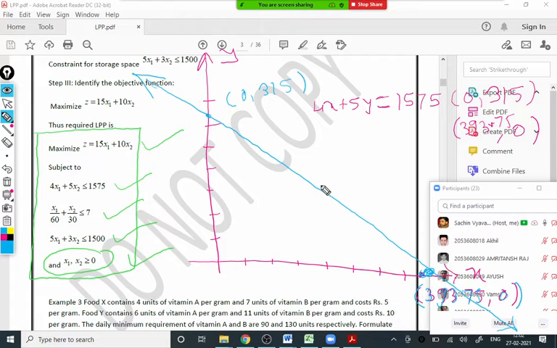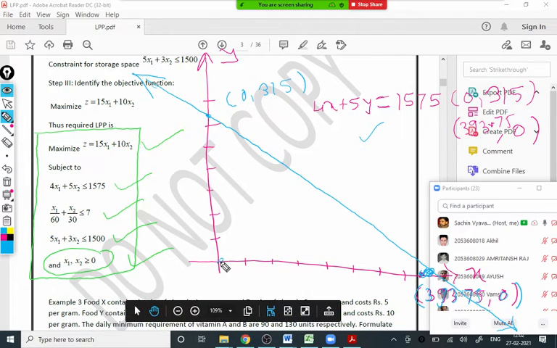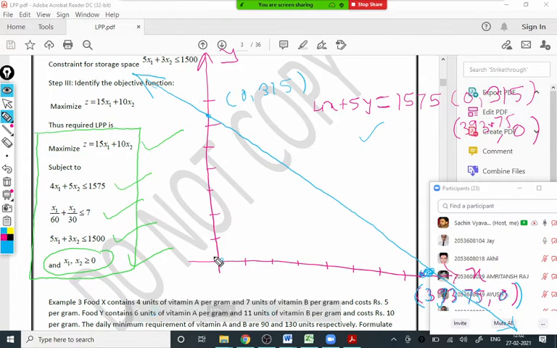Now once you draw a line, we have to decide the region, because this straight line divides the first quadrant into 2 parts. One side is this one and the other side is the origin side. Can you tell me which should be the correct region, origin or non-origin? Towards the origin.